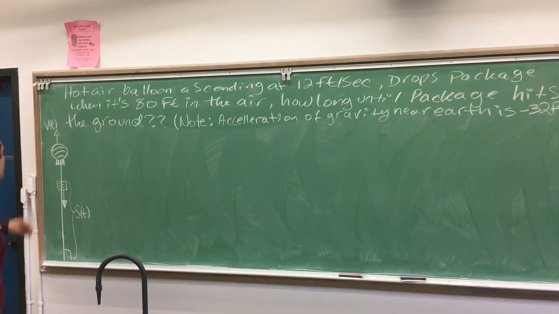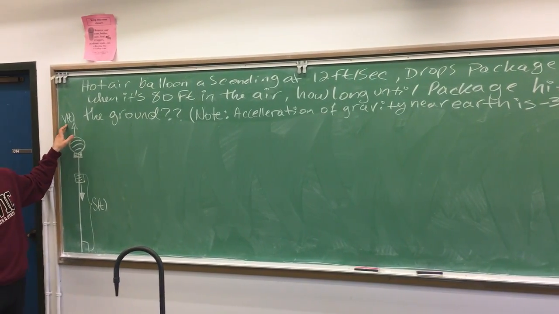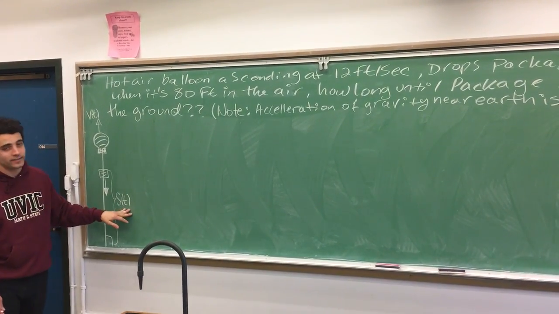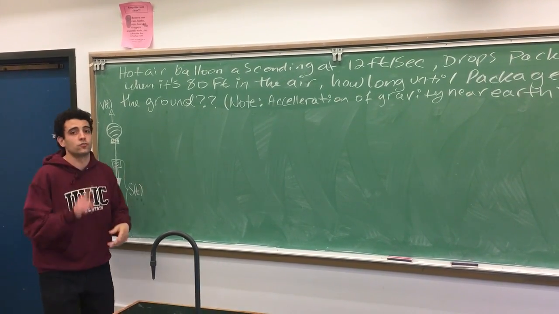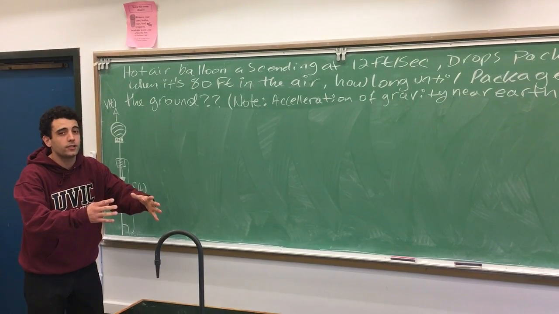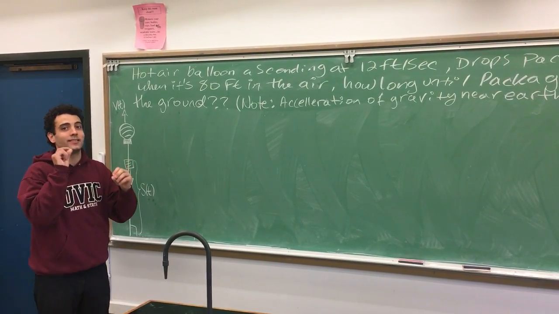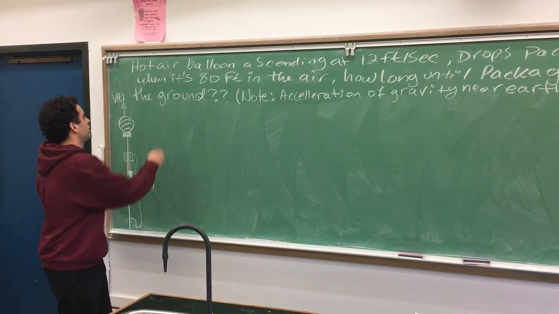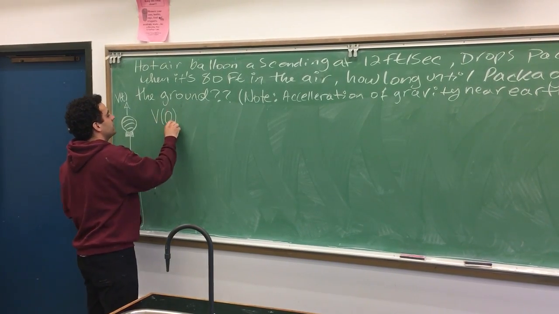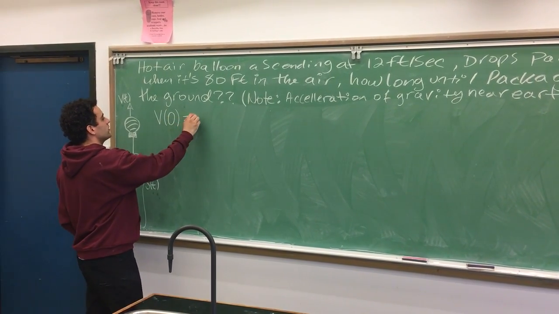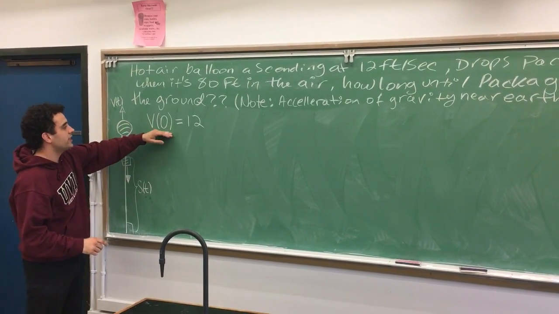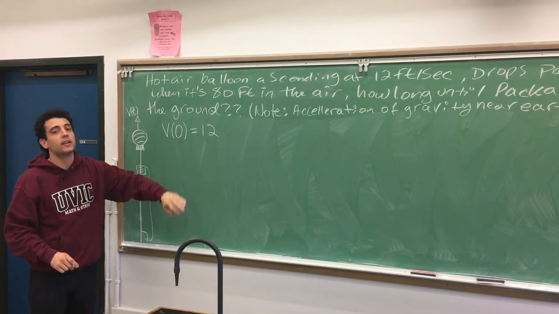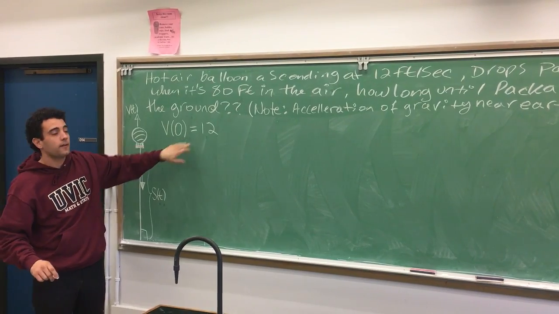Now, we're going to say that velocity is v of t and height is s of t. Now, if the hot air balloon is rising the moment I throw the package, at second 0, v of 0 equals 12, because the thing is rising at 12 feet per second. So velocity at 0 is 12. This is what's called the initial condition.